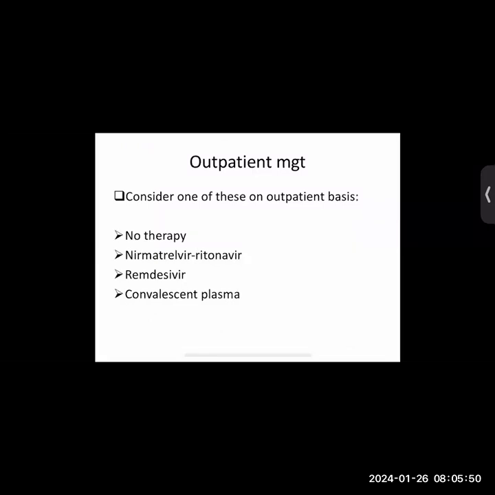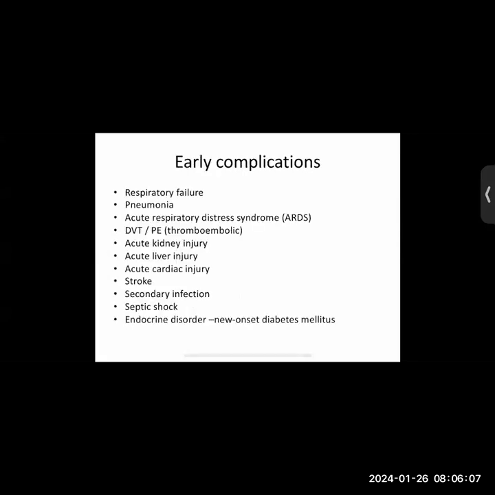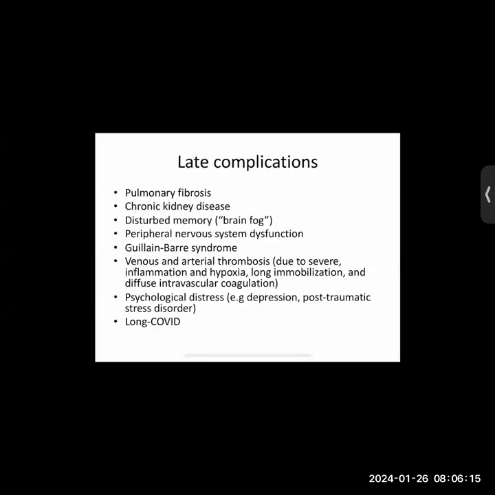Now, on outpatient basis, for those that don't require hospital admission, one can consider this option: no therapy. Then we can give nirmatrelvir with ritonavir in combination, then remdesivir or convalescent plasma. Next slide, please. Okay, these are some of the early complications: respiratory failure, acute kidney injury, acute liver injury, acute cardiac injury. Next slide, please. For late complications, it could range from pulmonary fibrosis, Guillain-Barré syndrome, and also a terminology called long COVID.